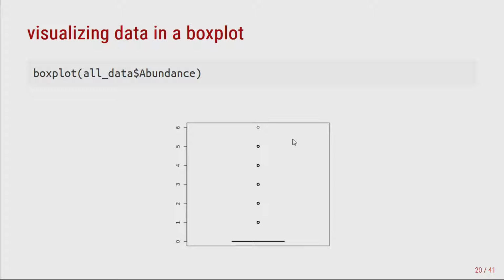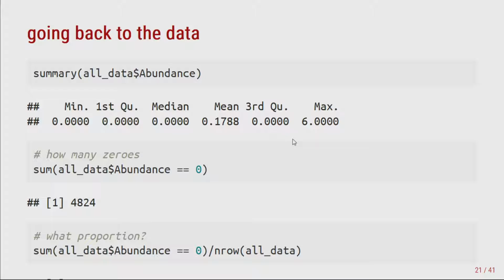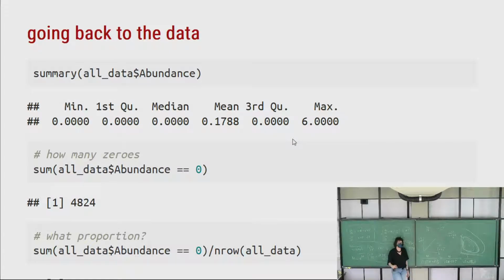A box plot is super useful to get a first look into the shape of the distribution, and a histogram as well. So if we check the data abundance, we will see that the median is 0, the third quantile is also 0, and the mean is 0.1. The maximum value here is 6, so we do not have very abundant species, but we do have a lot of zeros.